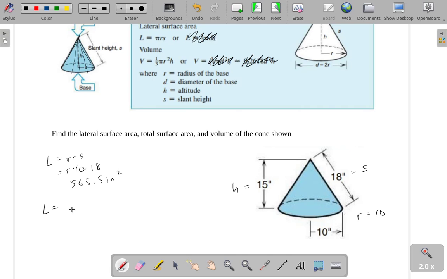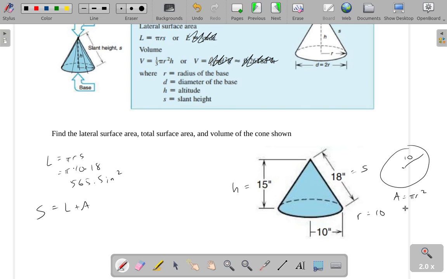The total surface area, just like when we were talking about pyramids, you take your lateral surface area, you only have the one base, so you'd add that base on there. So S is equal to L plus A. The base surface area is a circle with a radius of 10. I'm saying the wrong words. Alright, so it is pi r squared.